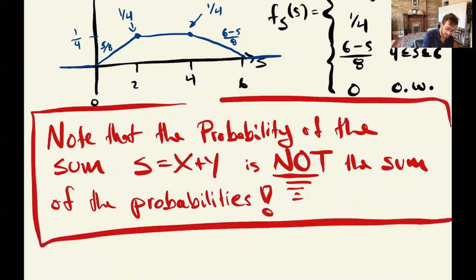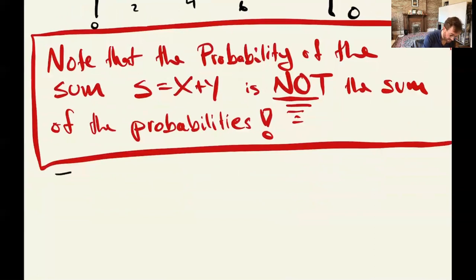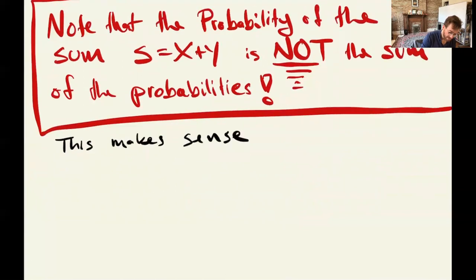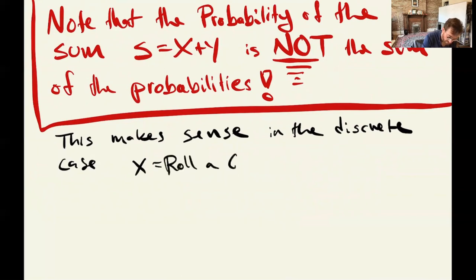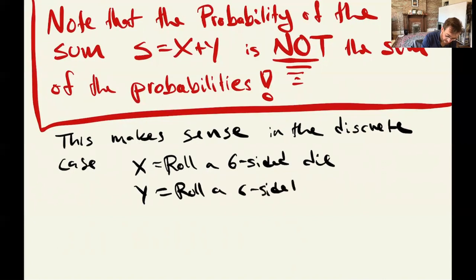I'm just going to box that and put it in red because that's a mistake you don't want to make. And think about it, this kind of makes sense, right? Because when we considered the discrete case, and we had x equals the value of rolling a 6-sided die, and y was equal to rolling a 6-sided die again.